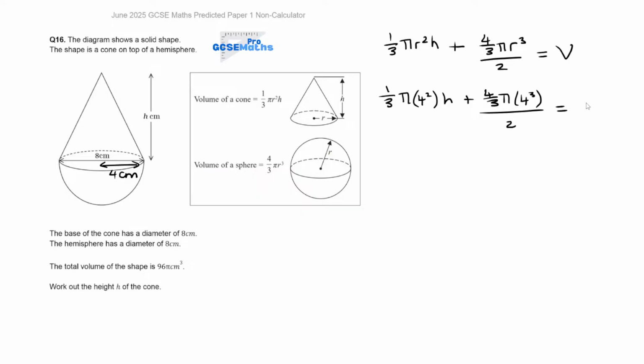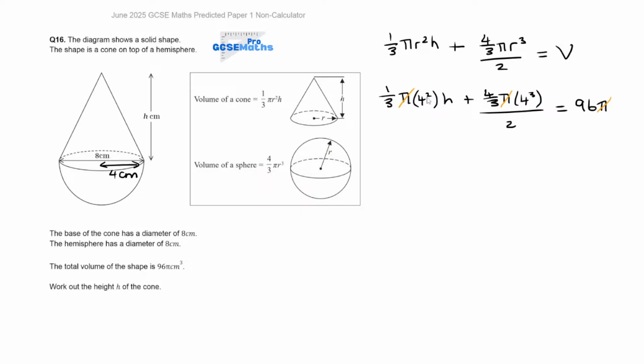Now, that also, though, I can actually put as equal to 96 pi, can't I? Because I know that it does equal 96 pi. Now, normally one of the first things I'd do, especially if it's non-calculator, is notice that all 3 terms have pi, so you can just cancel it out immediately. You don't need to worry about that. And now let's start working it out.